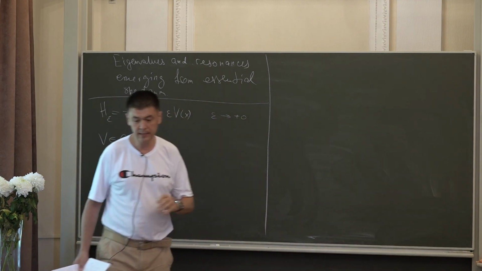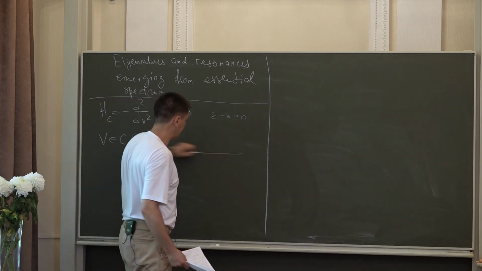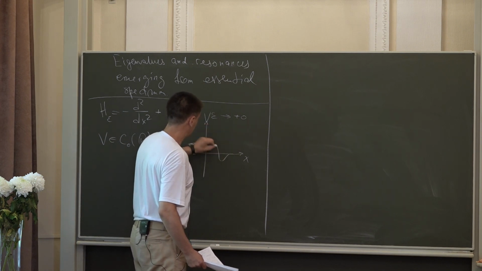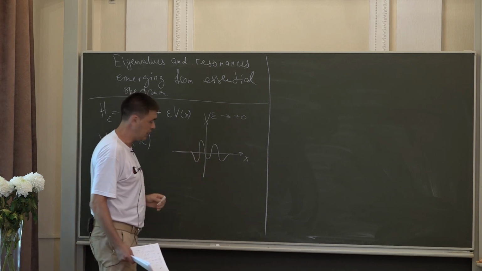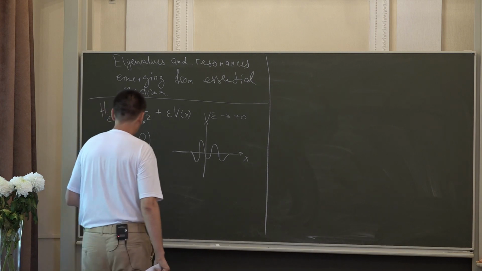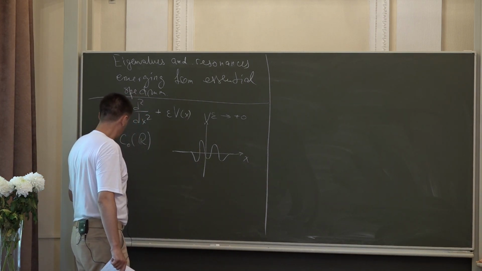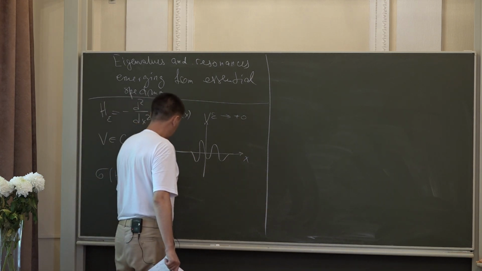And I don't discuss now the sign of this potential. I just say that the graph of V is something like this. So this is X, this is V, and it's something like this. So it's non-zero somewhere in the middle and vanishes outside. Then the question is, what is the spectrum of such operator as epsilon is small?